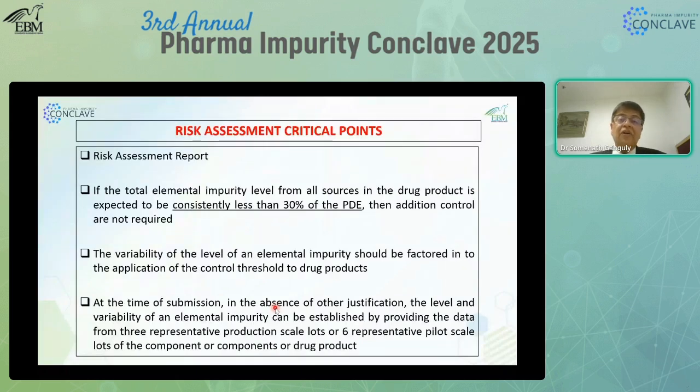Second is that the total elemental impurity level from all sources in the drug product is expected to be consistently less than 30% of the permitted daily exposure. Then additional control is not required. But the variability of the level of elemental impurity should be factored in, because these are very low levels, and analytical variations are also highly possible. So analytical variation should also be justified. And lastly, you have to prepare some 6 batches, or sometimes 3 batches, of data before filing.